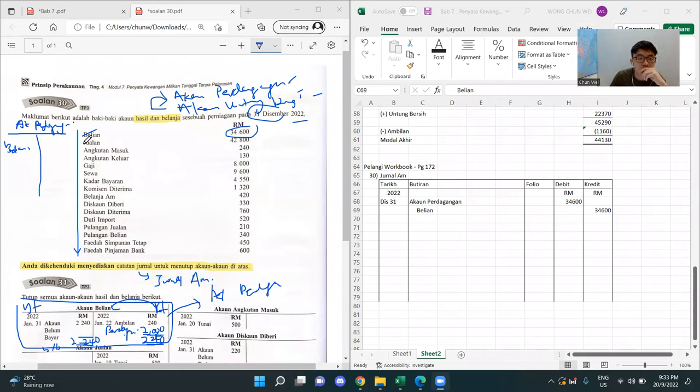So continue, jualan. Imagine that in the account perdagangan, your jualan is here. Betul tak? So here, maksudnya we have to credit our account perdagangan and debit our jualan. So here, debit your jualan and credit your account perdagangan.